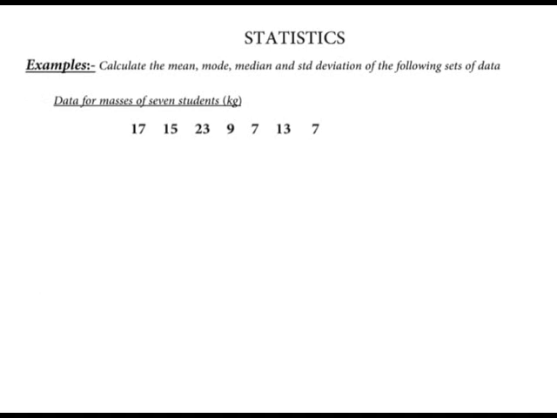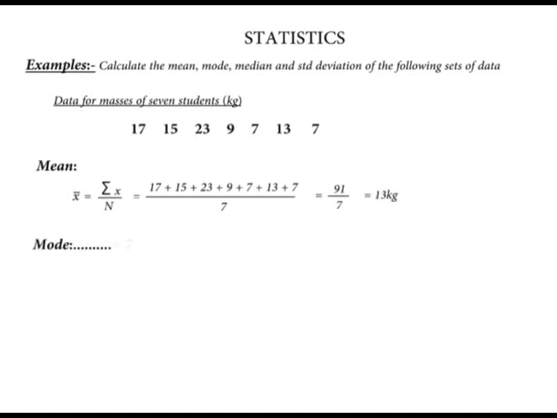We start with A. Mean x bar will be equal to the summation of x over n. If we do that, we shall get 91 over 7, giving us 13. Mode is 7 because it occurs twice, more than any other observation. Median, we arrange the data in ascending order. We have 7, 7, 9, 13, 15, 17, 23. The median mass is 13 kilograms.